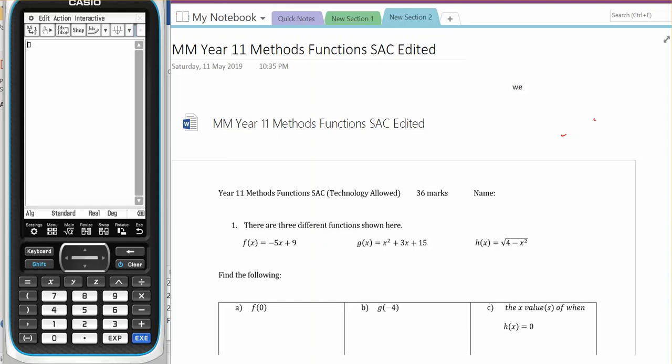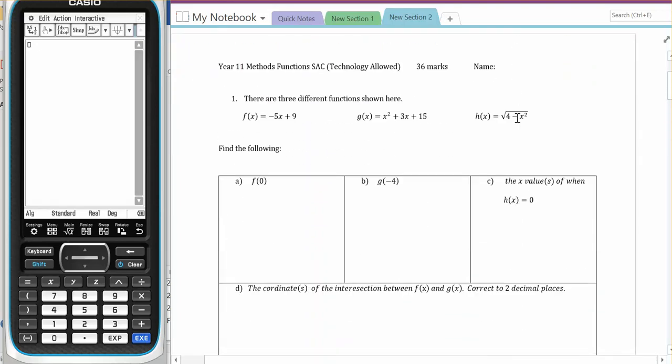This is for Year 11 Methods. We're going to look at the 2018 SAC. This is a slightly updated version. I think there was an issue with one of the questions in the SAC. I'm not sure if that's been rectified in this version. If it's not, then we'll just go to the solutions in the actual SAC.